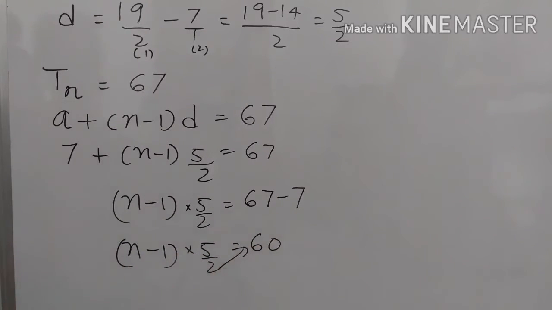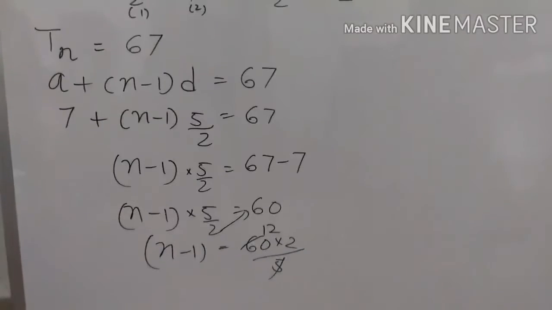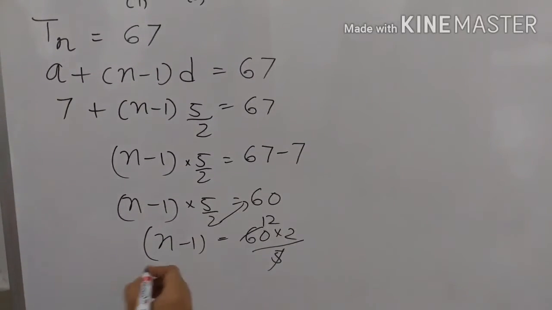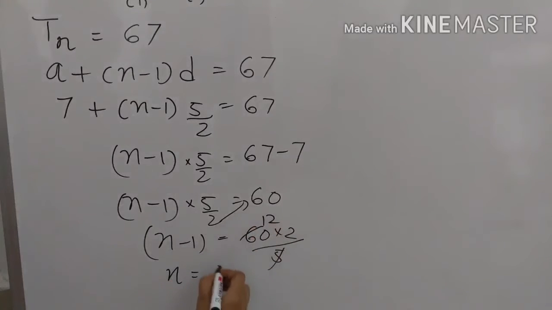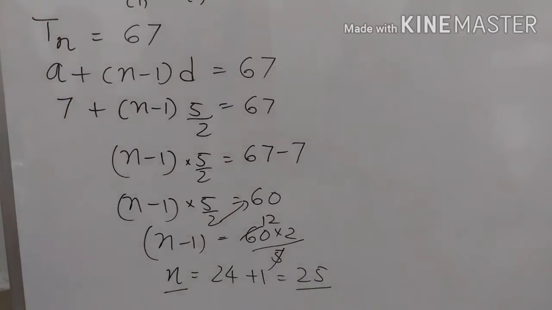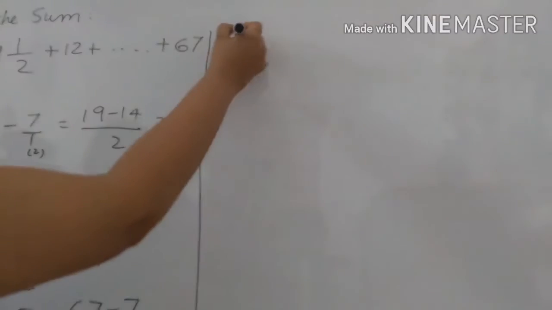Now we can take this on the other side. So n minus 1 is equal to 60 into 2 by 5. So here I get 12 2s are 24, and n is equal to 24, and this minus 1 comes on the right side as plus 1. So what is the n value we found here? 25. So we have to find the sum of 25 terms of an AP here. Now I am taking here as 25.